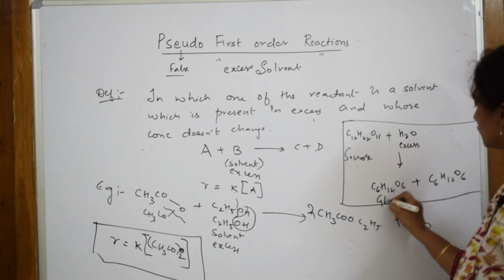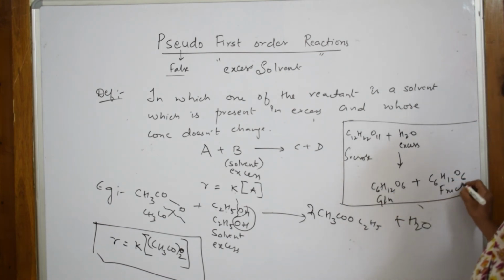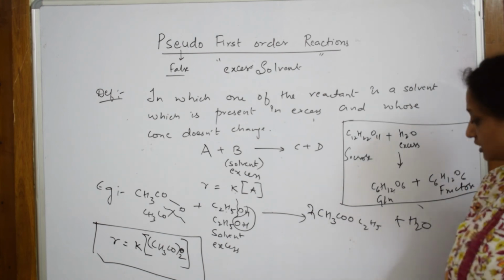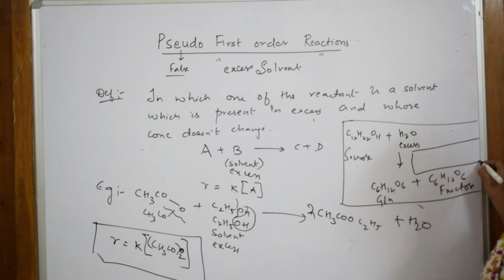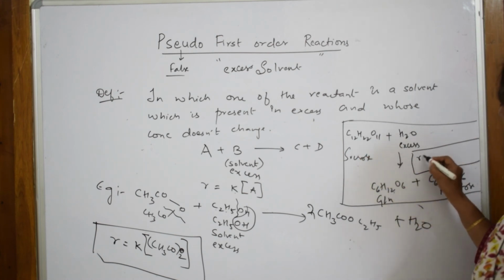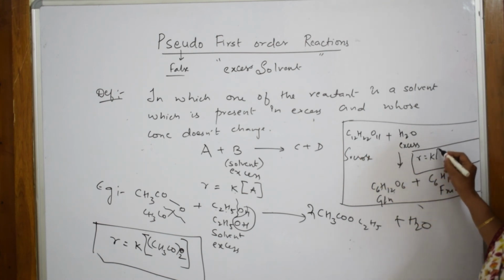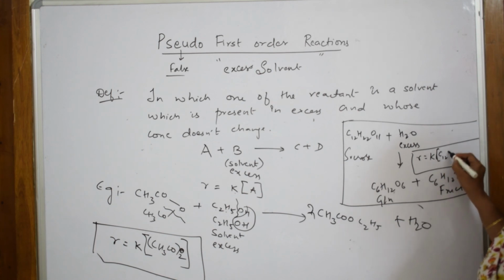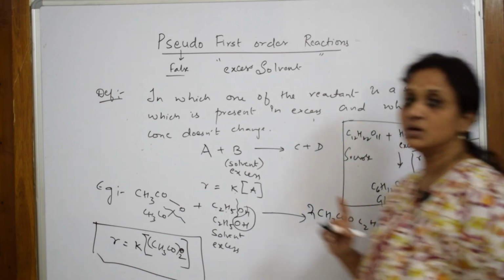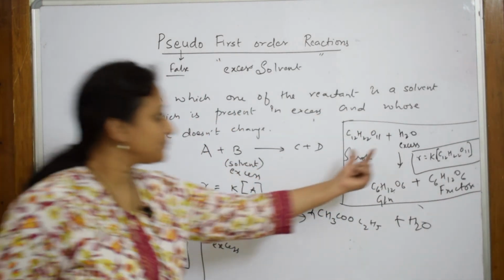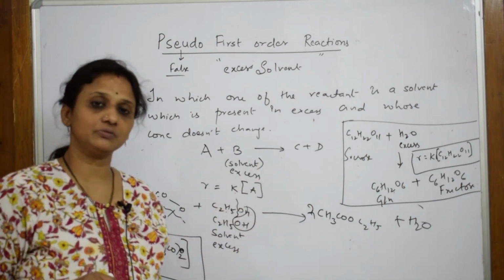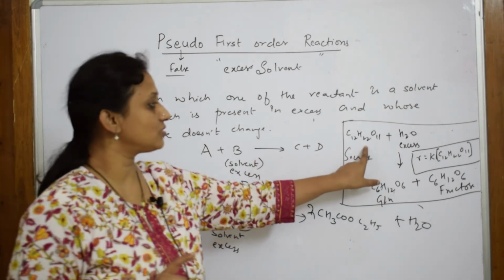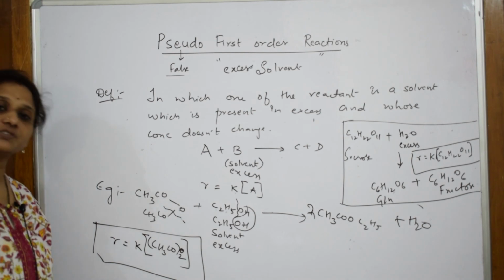C6H12O6. This is your glucose molecule. This is your fructose, which we have already studied in the glucose chapter. So for such reactions, how does the rate depend? Rate depends on only one concentration term. R is equal to k into C12H22O11. That's it. So this is how both are participating. Because of the excess amount of solvent, the rate depends on only one concentration term. This is your pseudo first order reactions.